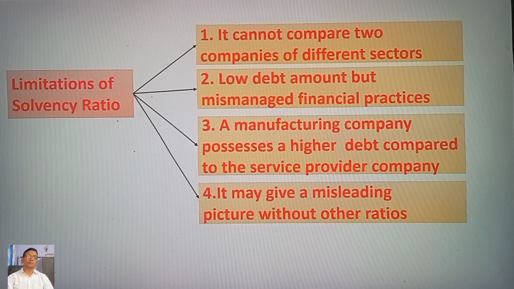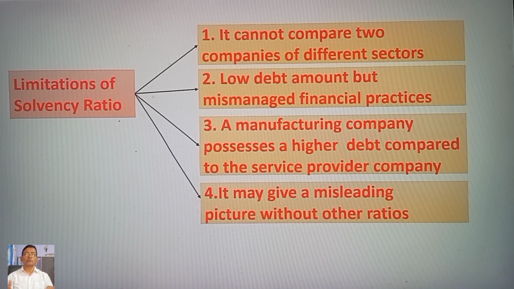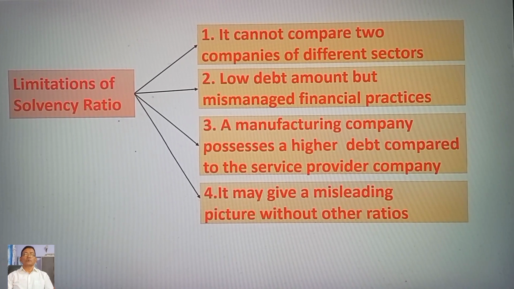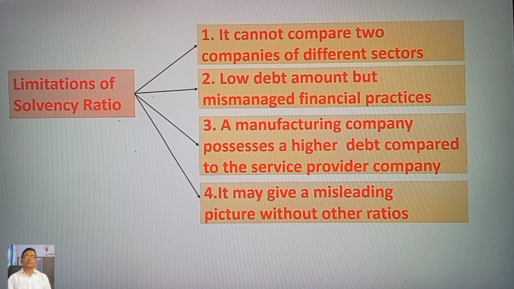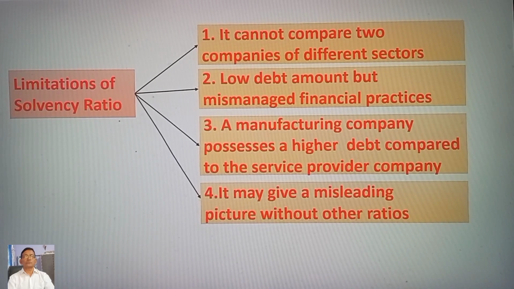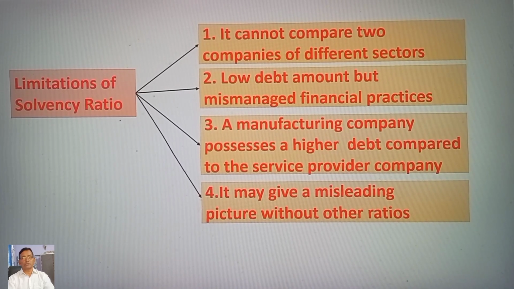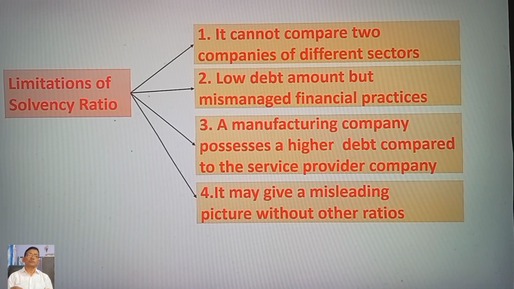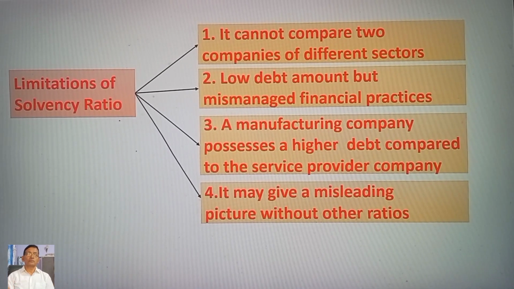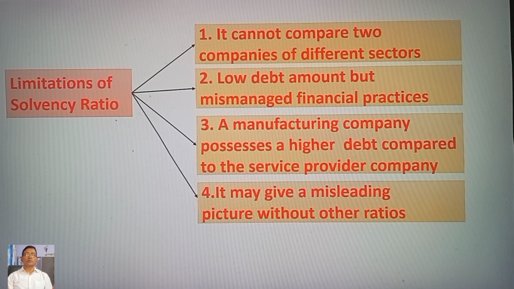However, if we decide to compare two companies of different sectors, solvency ratios might not be the perfect criterion. Second, a company can have a low debt amount but mismanaged financial practices. Low debt can lead to a good solvency ratio, but this does not mean good financial condition. Third, different companies need varied capital based on their nature of business. A manufacturing company will always have a higher debt compared to the service provider company, but in this case, higher debt does not justify a bad financial position.